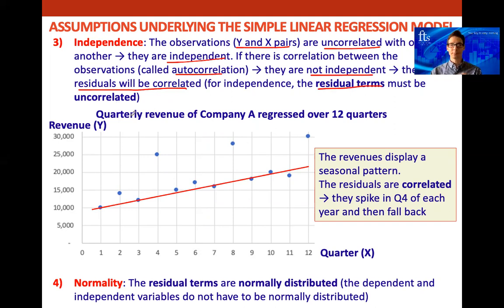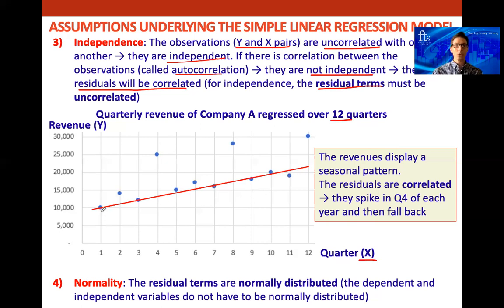So here we've got the quarterly revenue of company A regressed over 12 quarters, in other words, over 3 years. So what we can see is that we've got the revenue here along the Y or the vertical axis, and we've got the quarters as our independent variable along the horizontal axis. So we can see that the revenues display a seasonal pattern. So have a look here.